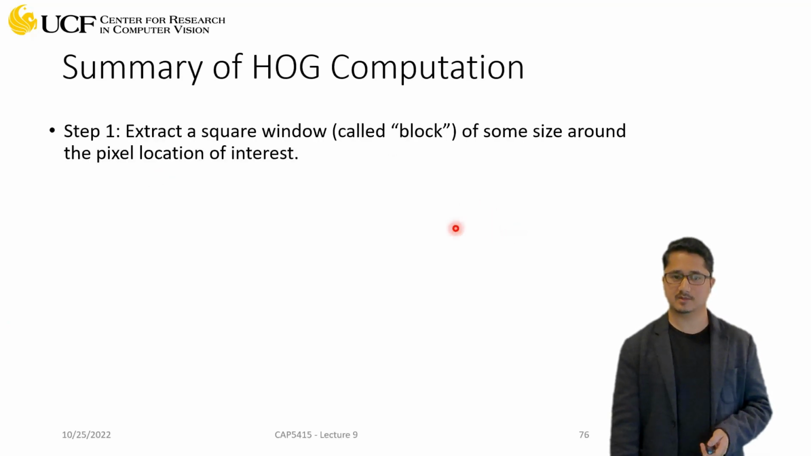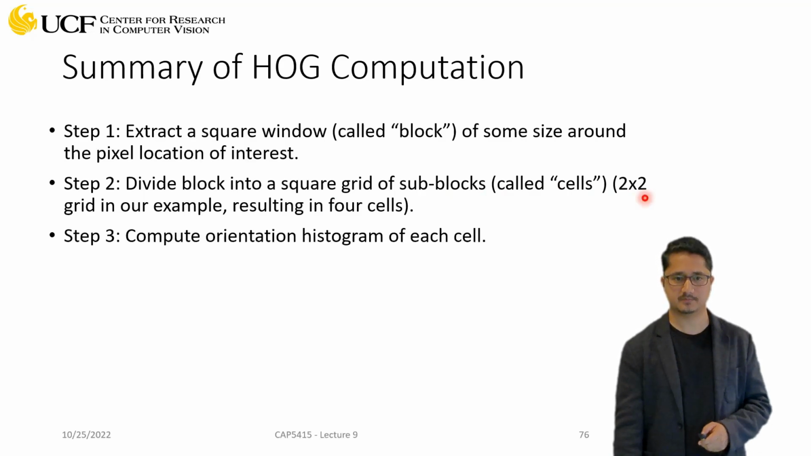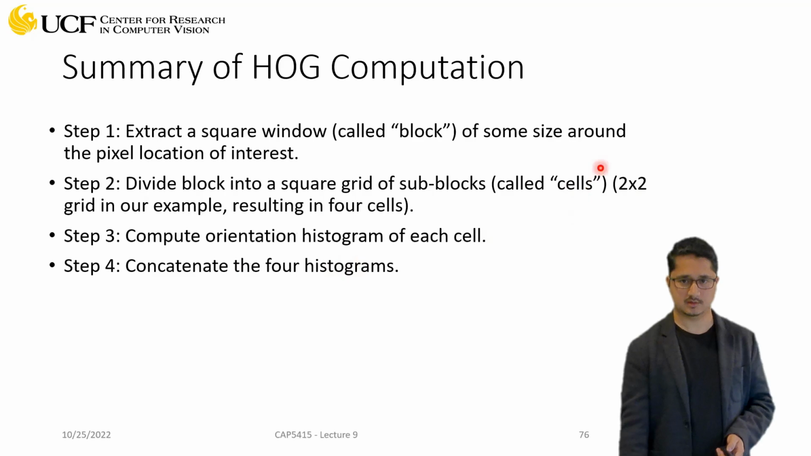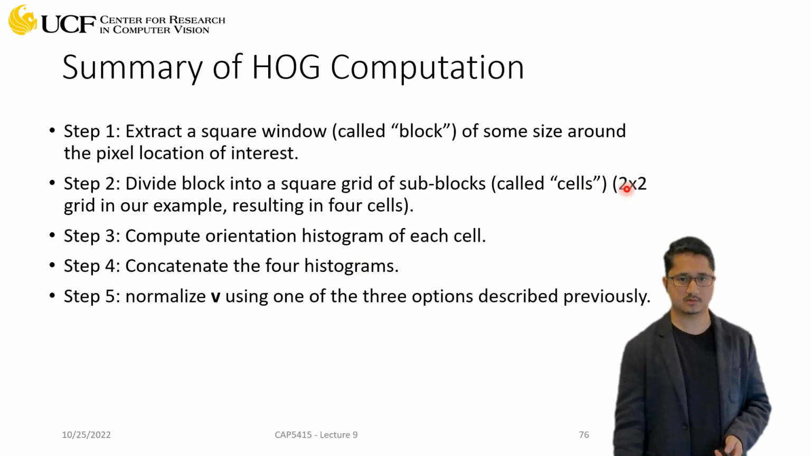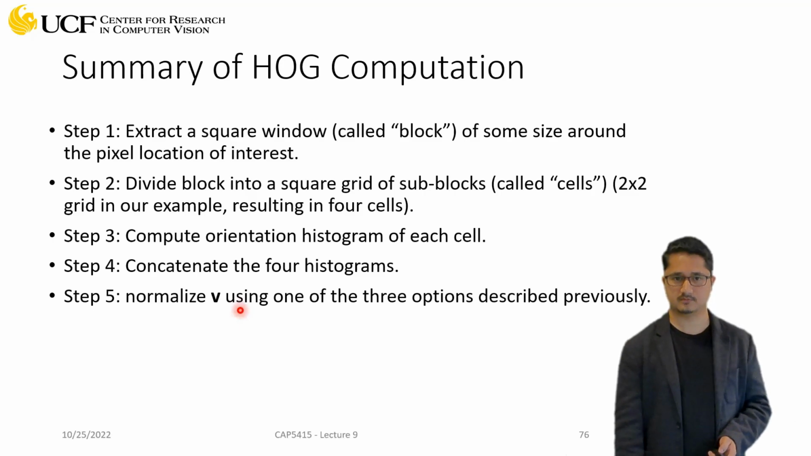Okay, so in summary, first of all you extract a square window, which is called a block. Then you divide that block into smaller cells. They could be 2x2 or any other shape as well. Then you compute the orientation histogram for each cell. You concatenate the histograms; if you have 2x2, you will have 4 different histograms. Then you perform normalization, and that's it. That's your HOG histogram algorithm.